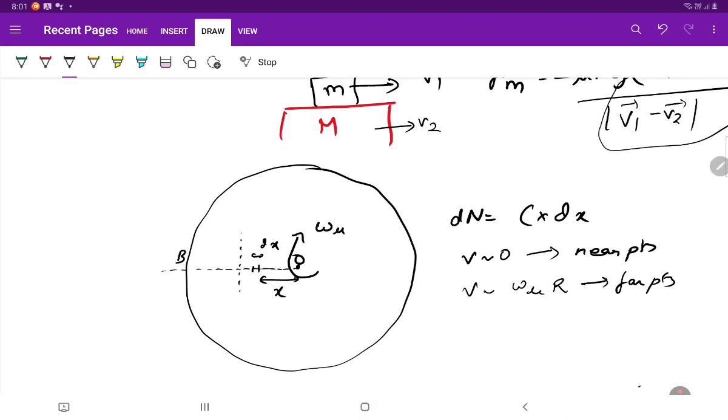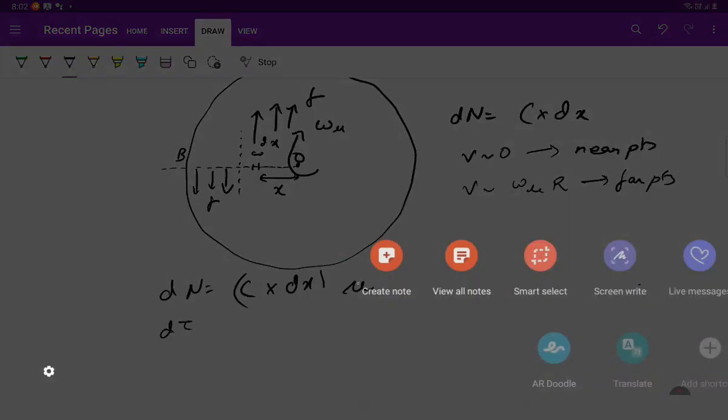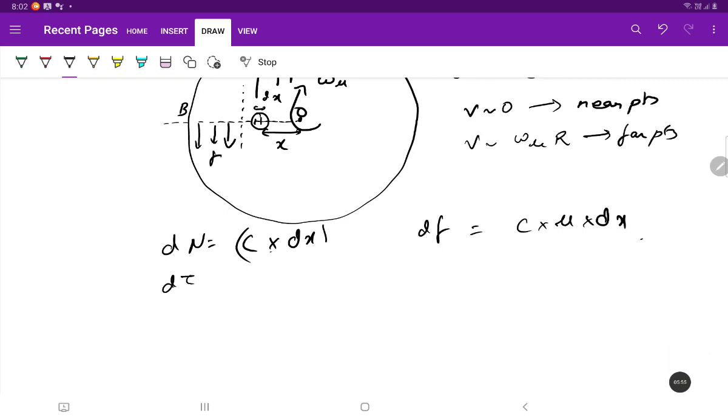Thus, in some region, the friction will be acting on the disk in this direction, and in the other region, the friction will be acting in this direction. Now, since we assume the normal to be uniformly distributed, friction is also uniformly distributed. So I can say that dn is c into dx, and the differential friction acting at this point will be c into mu into dx. Now can you tell me what is the differential torque due to this friction? The differential torque d tau will be x into df, which will come out to be c mu x dx.